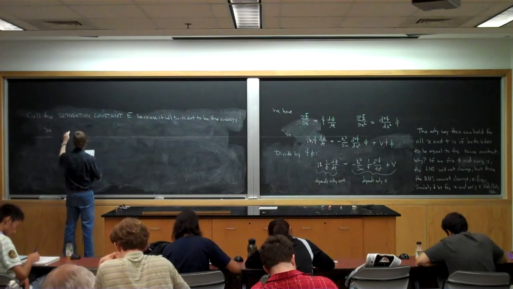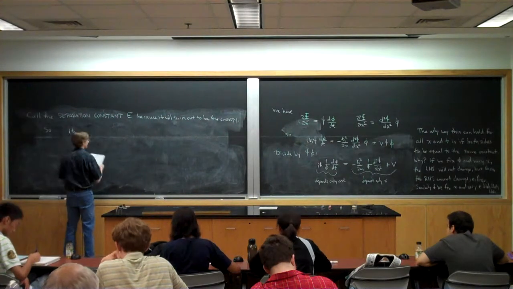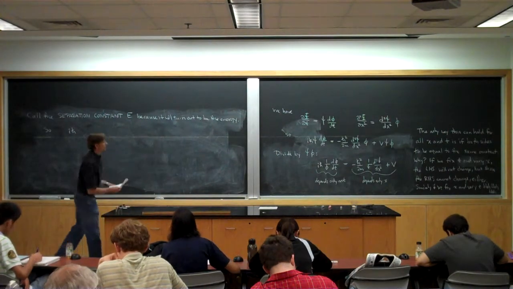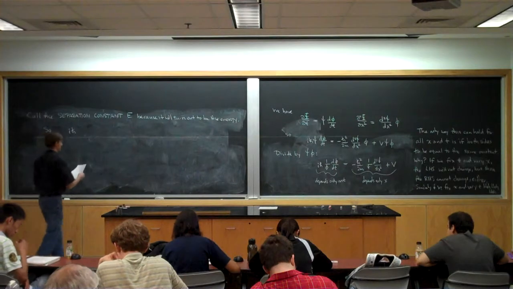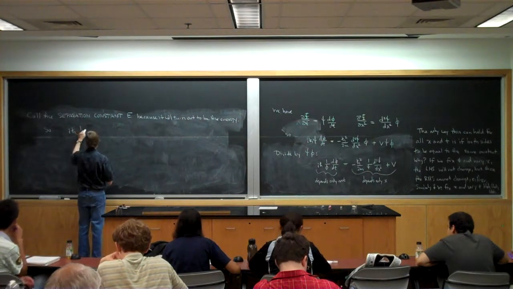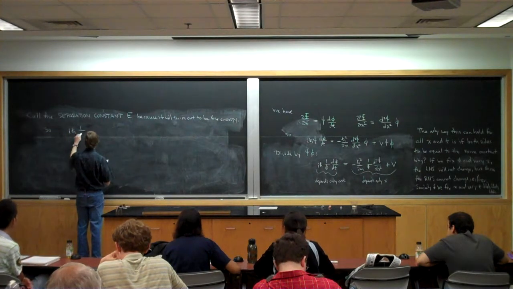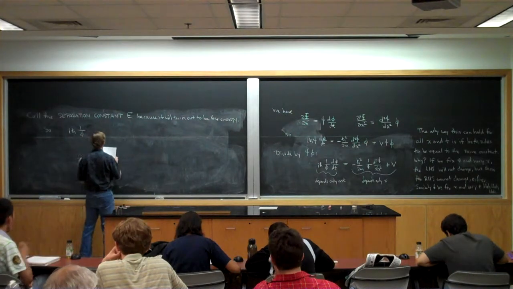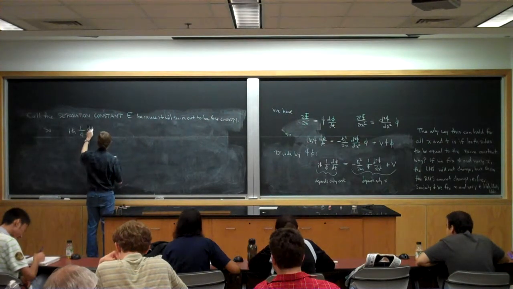So now, if we look at the left-hand side, that's got to equal the separation constant. So i h bar, 1 over phi, d phi dt.